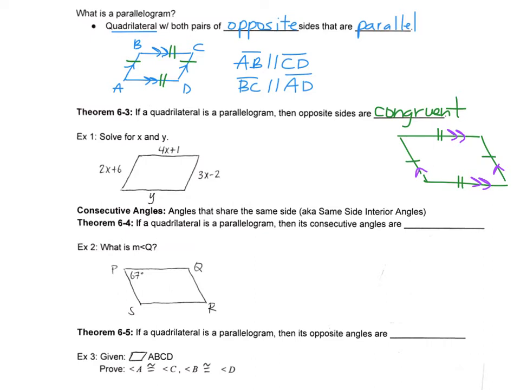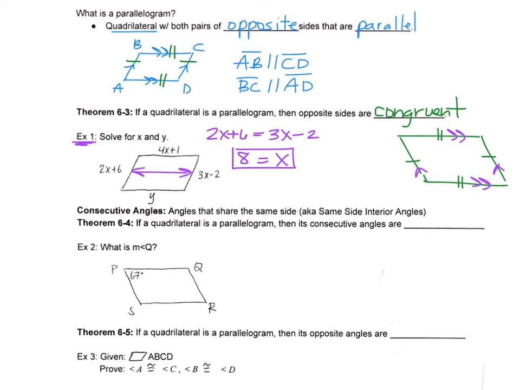So if opposite sides are congruent here, and we want to solve for x and y, what would you do for this example one? Set what equal? Right, so you could do y equals 4x plus 1, but you can't solve that one right now. So start with the one that has just the same variable. So you would say 2x plus 6 equals 3x minus 2. So if I take away the 2x, I have an x over here. If I add the 2, I have an 8 over here. So x is 8.